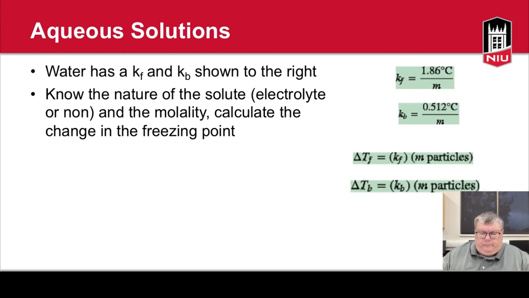Now, water has a KF and a KB shown at the right here. KF is equal to 1.86 degrees C per molal, and KB is equal to 0.512 degrees C per molal. So you can see the equations become delta TF is equal to KF times the molality of particles, and delta TB is equal to KB times the molality of particles. So if we know the nature of the solute, whether it's electrolyte or non-electrolyte, and the molality, we can calculate the change in the freezing point or the boiling point.